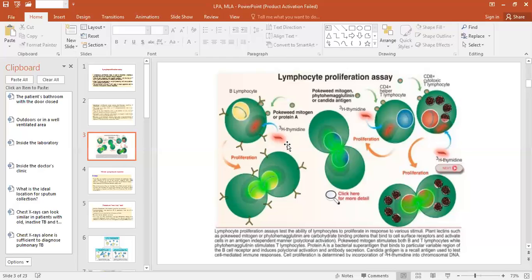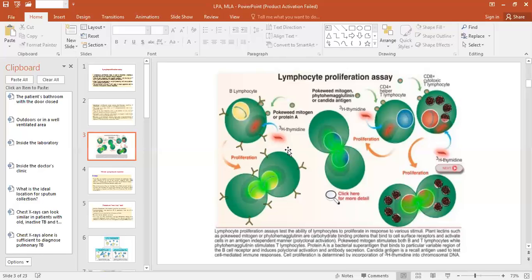So when this radioisotope-labeled DNA precursor is added to the cell culture where both types of lymphocytes are present, the amount of tritium taken up by the dividing cells is correlated to the level of cellular proliferation.